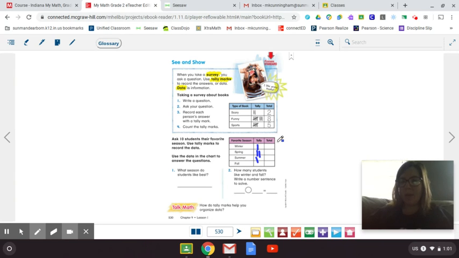Okay? So I'm going to write my total over here. So I had 1 person who likes winter, 2 people that like spring, and I have 1 person that likes summer. Okay? It says, what season do students like the best? So I'm going to look at my data here. Okay, only 1 person likes winter. 2 people like spring, 1 person likes summer, and no one likes fall. So I know it's not fall. So I'm going to go ahead and cross that out.